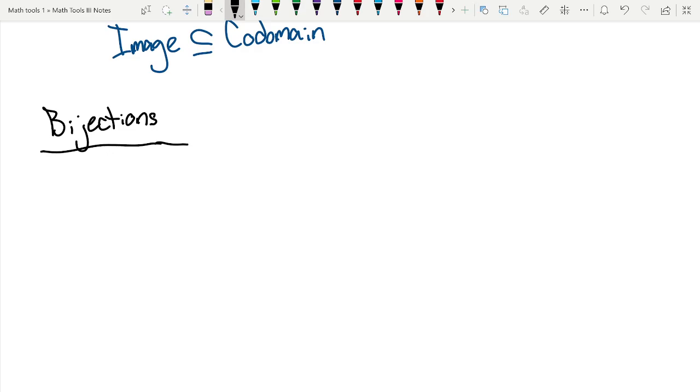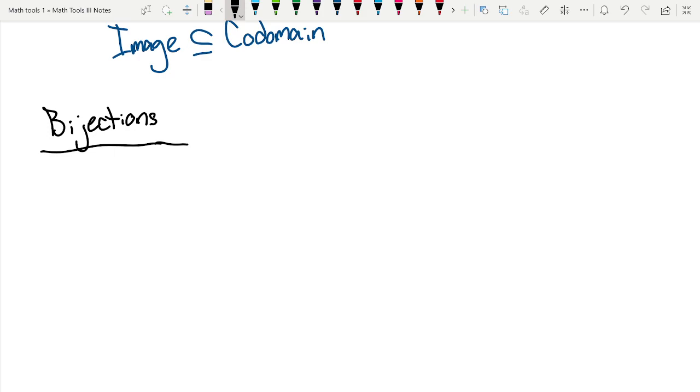So the next thing we want to do is build up to this idea of a bijection. The bi refers to two. So there's two parts to this. One is an injection, two is a surjection. So we're going to look at those two parts and look at what it means for a function to be injective or surjective.